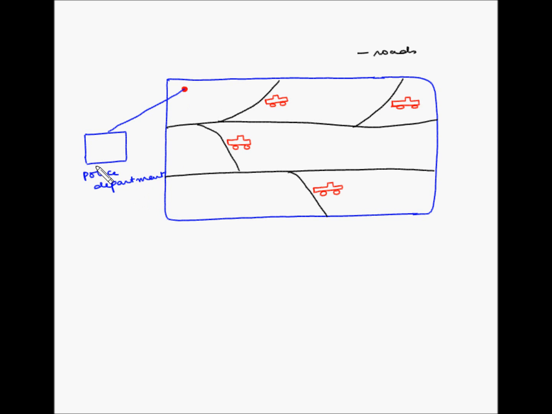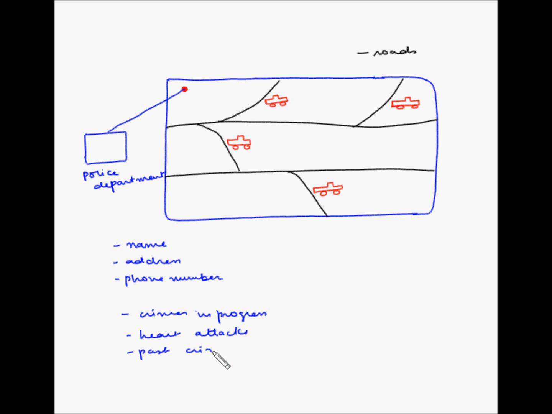Now when the call is received by the police department, they capture the name, the address, phone number, and the type of call. All this information gets captured in the software system that the police department is using. Now, the type of calls could be crimes in progress, heart attacks, past crimes, or other non-emergency calls.